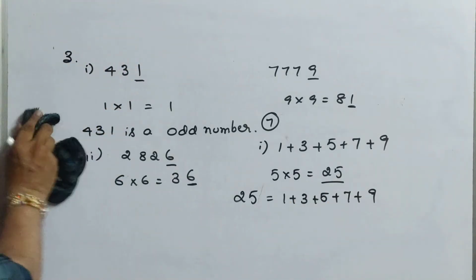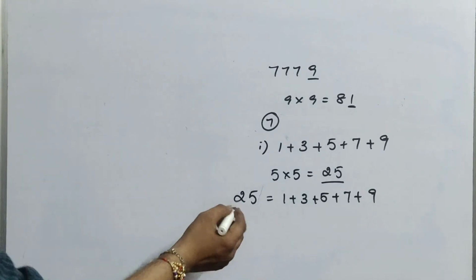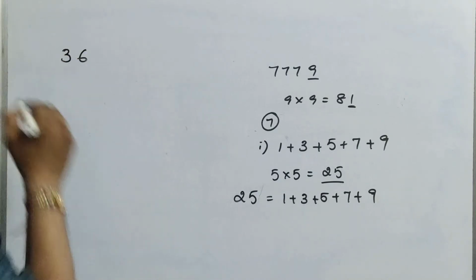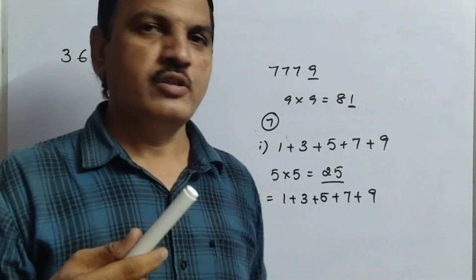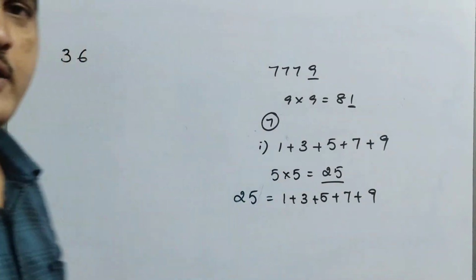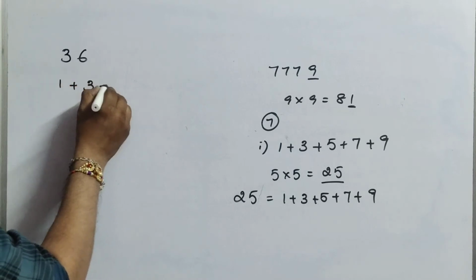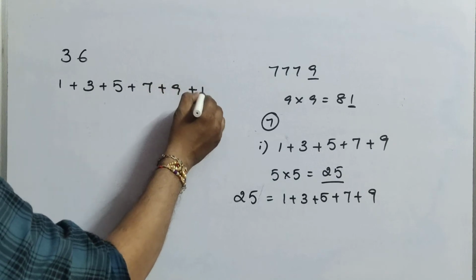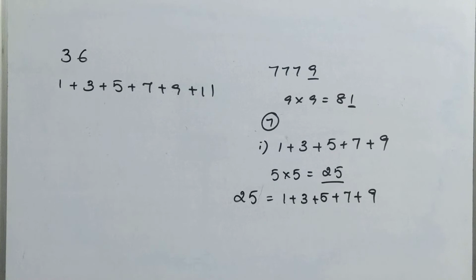Okay. Now, one more example I am giving you here. Look at it very carefully. Suppose 25 I gave you, and you told very clearly. Now if I give you 36 and ask you to write in the form of odd numbers, then you write 1 plus 3 plus 5 plus 7 plus 9 plus 11. 1, 2, 3, 4, 5, 6. 6 sixes is 36. Okay. Next.